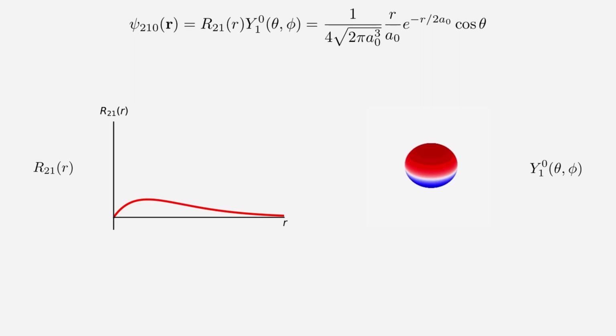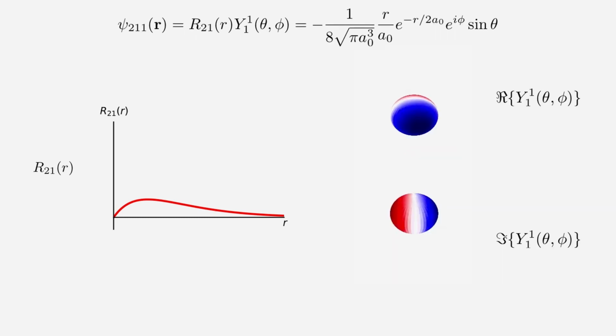For psi210, we get these radial and angular parts. And in this case, the spherical harmonic is a real function that is spherically symmetric. For psi211, we get these radial and angular parts, and we can again make the Y11 spherical harmonic rotate.